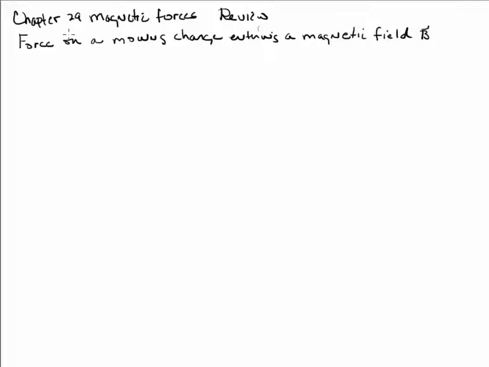Now, as in the following videos, please take a moment when I ask you to pause the video and either try to recall an equation or answer a question or work out a problem. So pause the video and write down the force on a moving charge entering a magnetic field B. And of course that force is given by qv cross B, the cross product of the velocity of the charge and the magnetic field B.